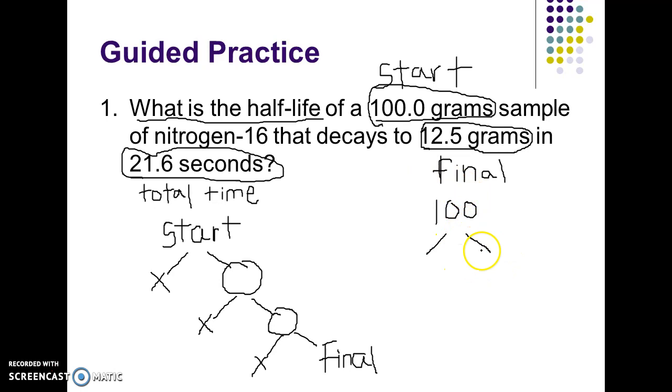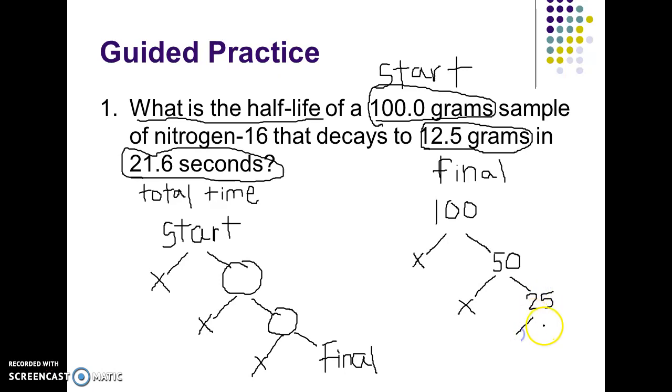So I have 100 grams. When I divide it by 2, half of my sample is decayed and turned into something different, and the other half of my sample is still nitrogen-16, so I have 50 grams left. Remember, I'm trying to get a 12.5, not quite there yet, so I'm going to take this mass and divide it by 2 again. Half of it is dead, the other half I have 25 grams remaining.